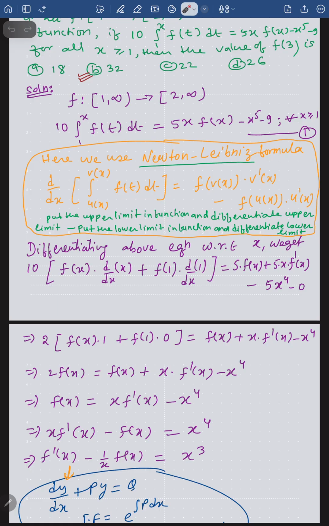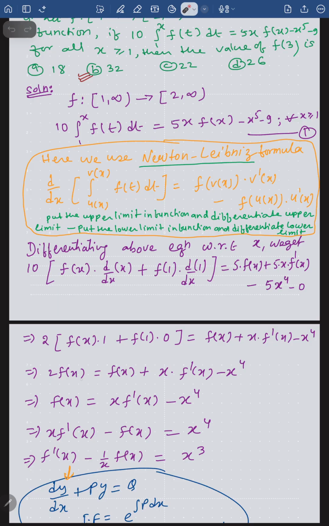Okay, and here there is no problem. Here use the product rule: 5 into f(x), because the differentiation of x is 1, plus 5 into x into f'(x), and this will give you minus 5x raised to the power 4 minus 0. So when we solve, you see that 5 and 5 is there. Here this is 0, so it is not needed. So we can take 5 common. Then after taking 5 common from all these terms, it will cancel out, and we get 2 times f(x), because this is f(x) into 1 plus f(1) into 0, this is 0, and this will give you f(x) plus x f'(x) minus x^4.